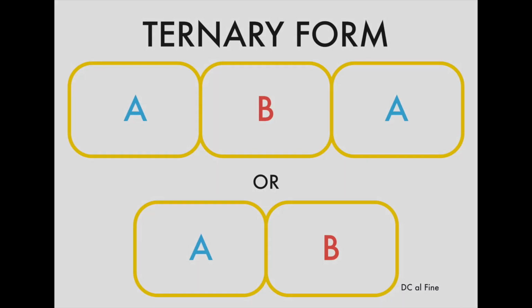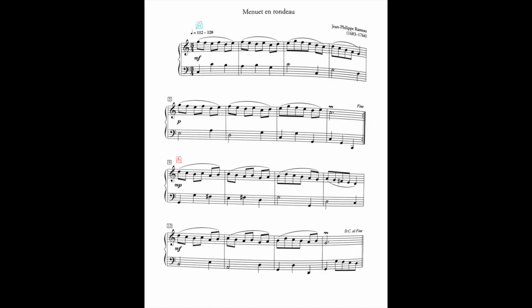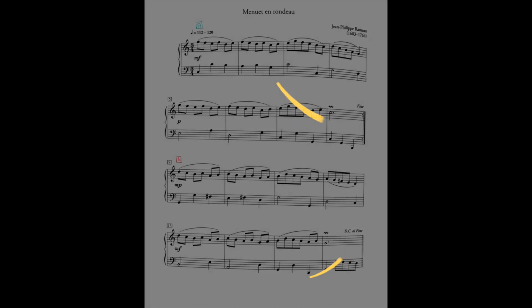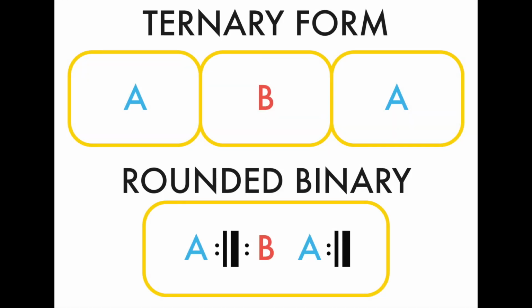This form also contains a section A and a B, and a return of A at the end, just like rounded binary. But what's different here is that in ternary form, each section, including the repeat, is self-contained, meaning that the repeat signs surround the individual sections, or there are no repeat signs. Section A is just completely rewritten out, whereas in rounded binary, section B and the return of A are repeated together.